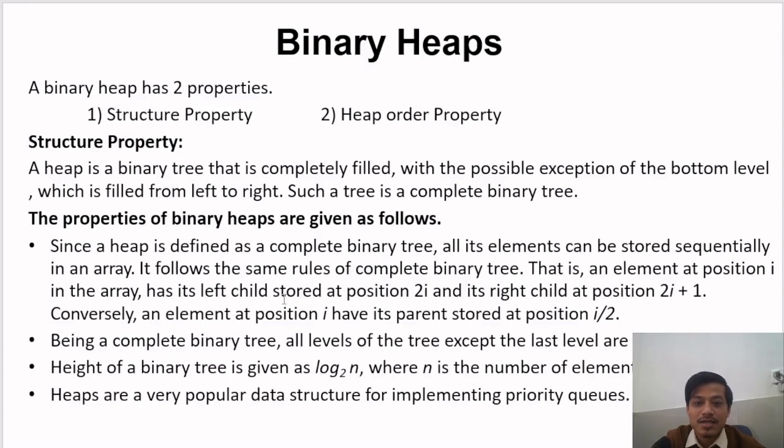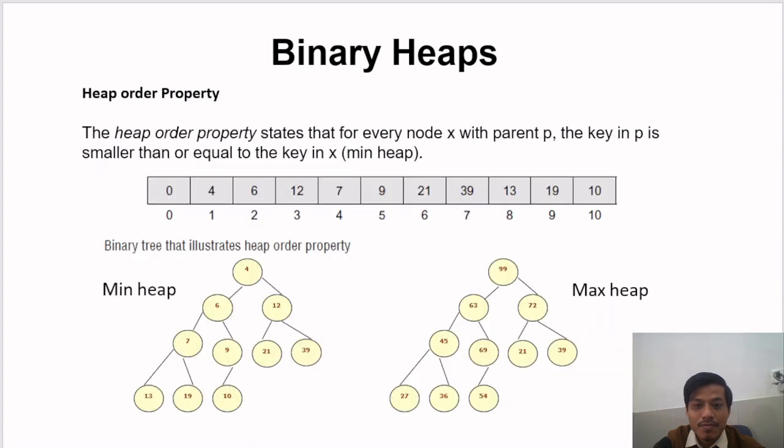Another is the heap order property. That means if we are going to build a max heap, then the value of the parent node or the root node should have the highest value, and for the min heap, the value of the root node should have the lowest value. So let's see with the examples now.